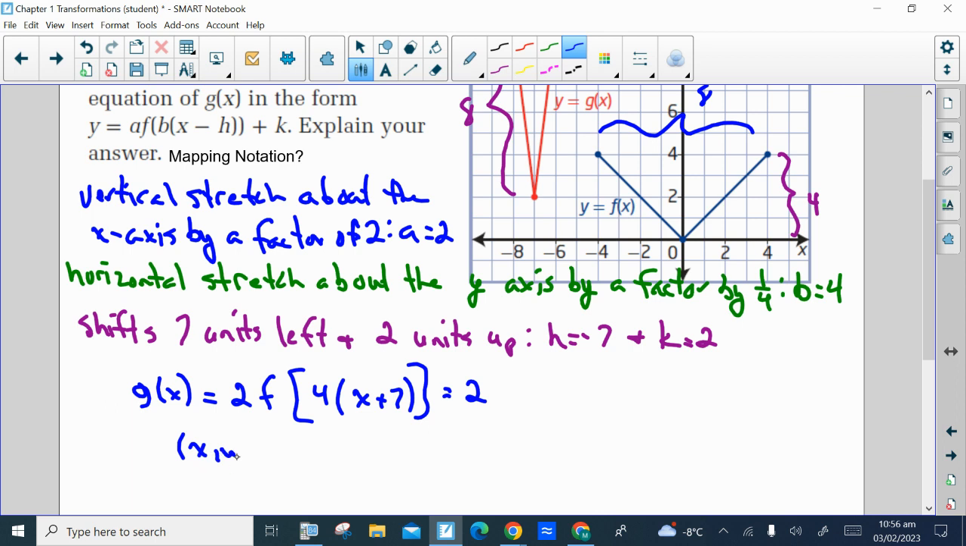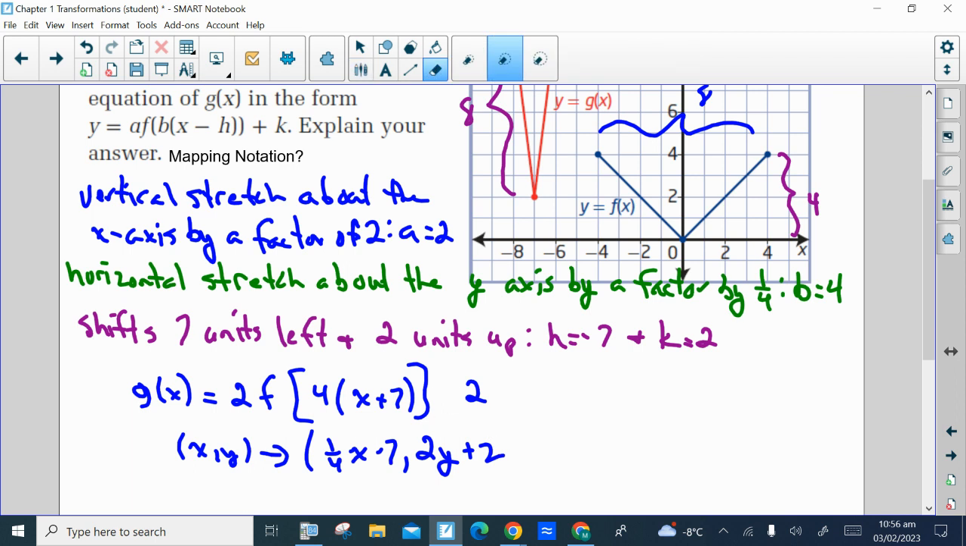And our mapping notation, again, it's those two inside parts that affect the x values. We horizontally stretched by a factor of 1/4, so x is multiplied by 1/4 and then decreased by 7. The two outside parameters will affect the vertical transformations. A vertical stretch by 2, multiply the y values by 2, and then add 2. I put in equals there when it should have been a plus. Right, so there's our mapping notation.